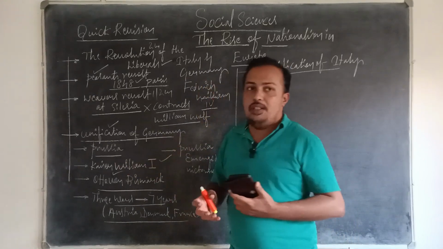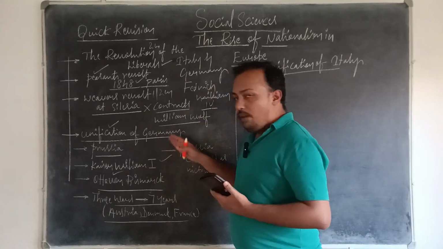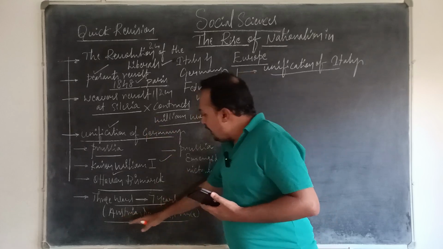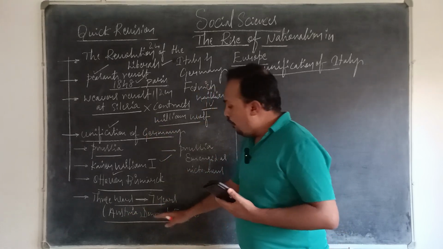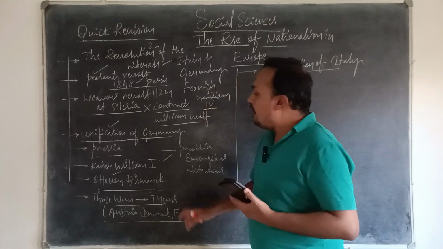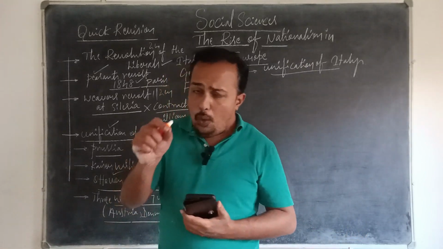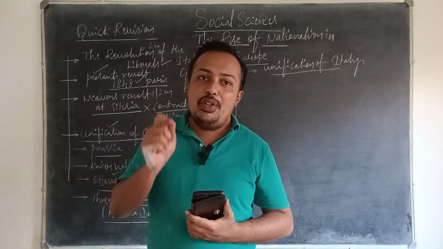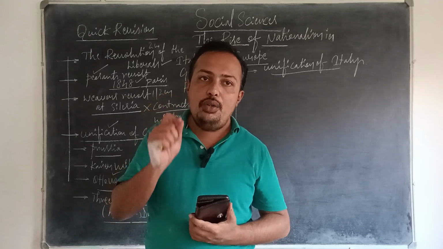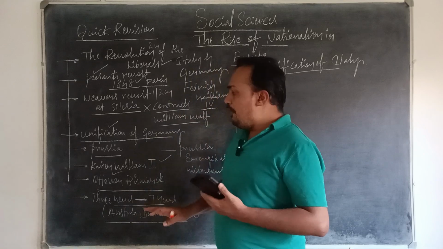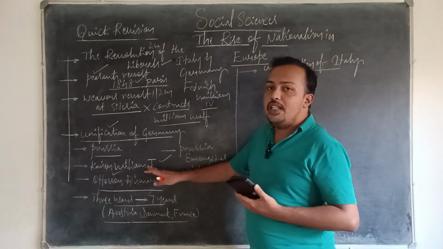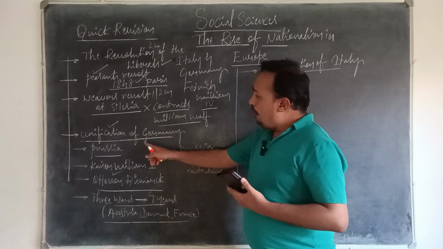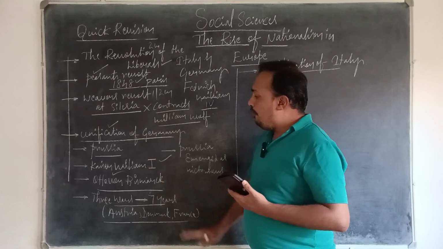Kaiser William the First was crowned as the emperor of Germany after Prussia's victory over these 3 ethnic groups, Austria, Denmark and France. Here Otto Bismarck is very important. His role in the unification of Germany is very crucial. So who was Otto Bismarck? He was the chief minister of Kaiser William the First. Don't forget these key words: Prussia, Kaiser William the First, Otto Bismarck.